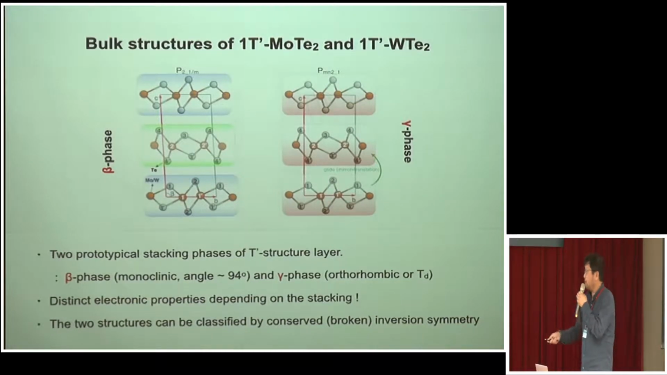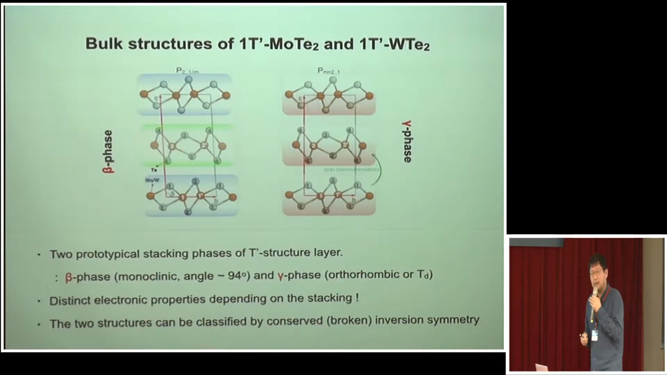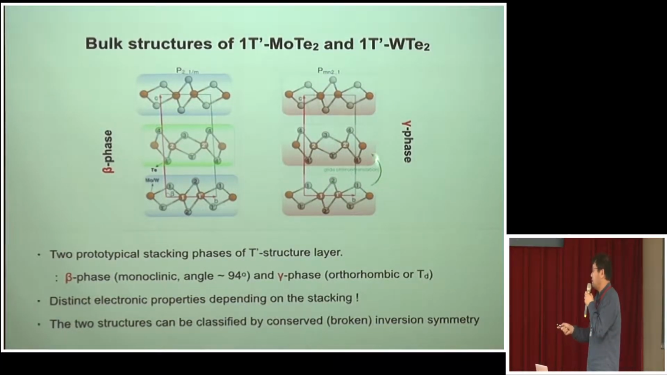If you stack this 1T prime structure in three dimensions, there are two available structures. One is the beta phase, the other is the gamma phase. The space group notation is here. Simply speaking, the beta phase is monoclinic, with a kind of 94 degree angle, away from the 90 degrees of the orthorhombic structure. Some people call it Td, but I prefer to say beta for the monoclinic, and gamma is orthorhombic.